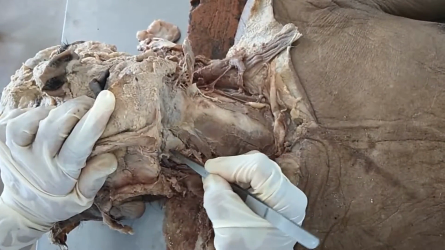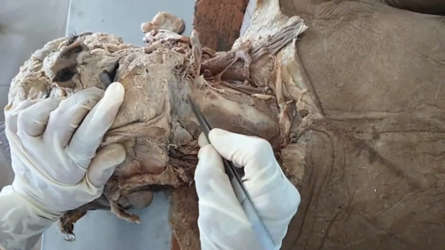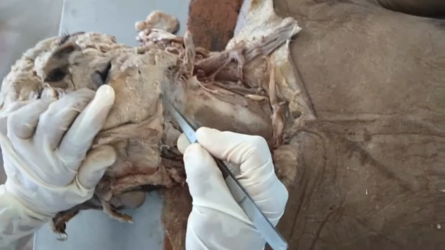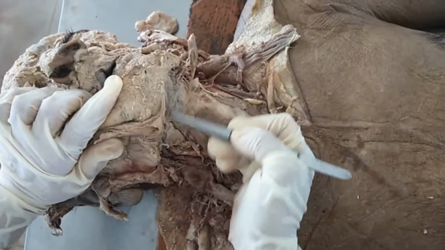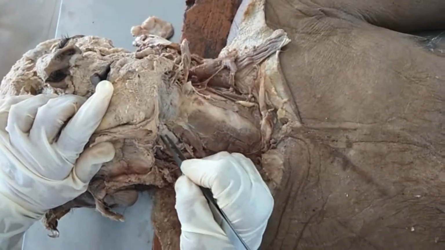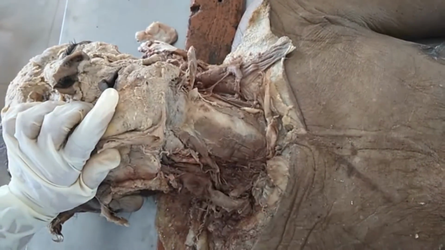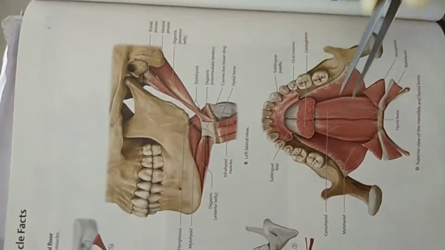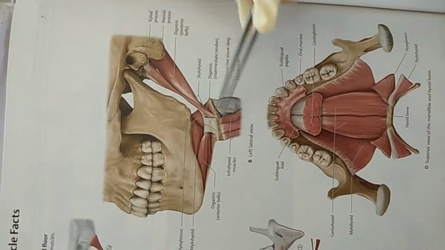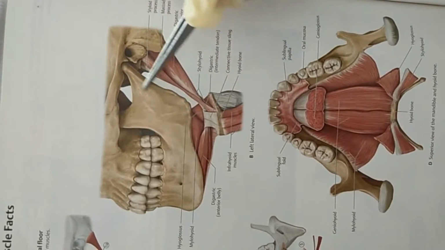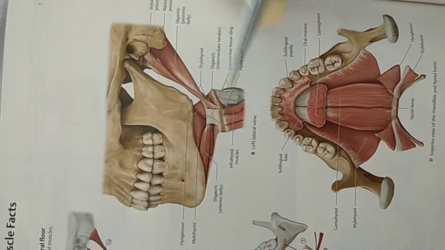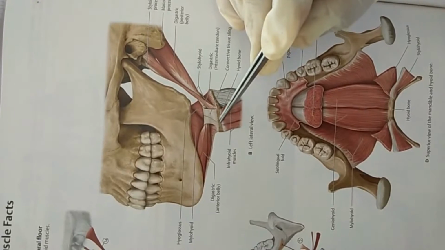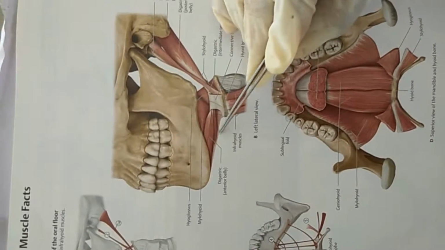In the submandibular region we will see first the suprahyoid muscles, meaning the muscles above the hyoid, and then we will go deep and see the submandibular gland. First we see the suprahyoid muscles in the book. See, this is the left lateral view. This is the mandible, right? So here is the hyoid bone. You can see here, this is the hyoid bone. So our area is here.